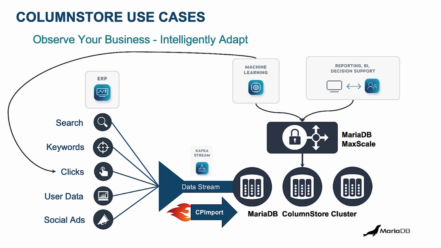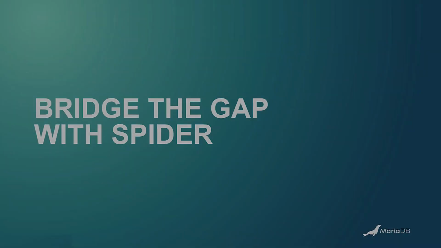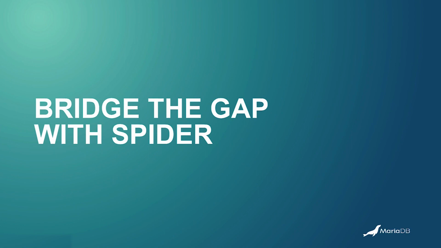So that's great for all of that flat file data and ingestion, but how do you bridge the gap between, you'll notice that ERP system isn't connected to Columnstore. How did they bridge that and pull in some more data without having to go through Kafka streams? We're able to bridge that gap with Spider.